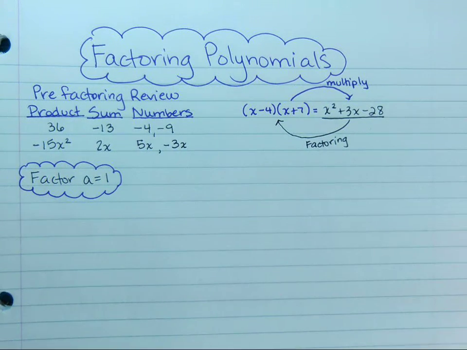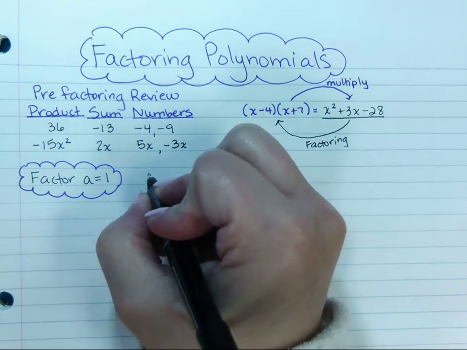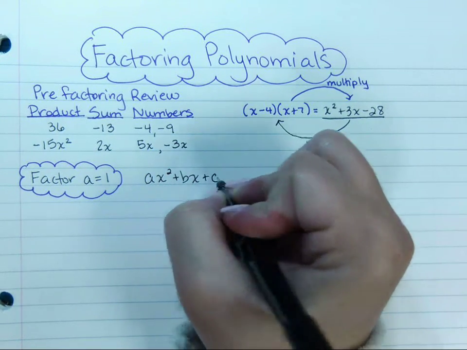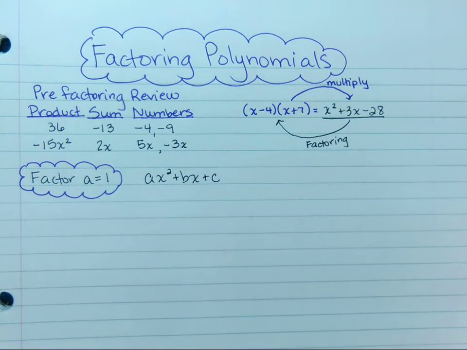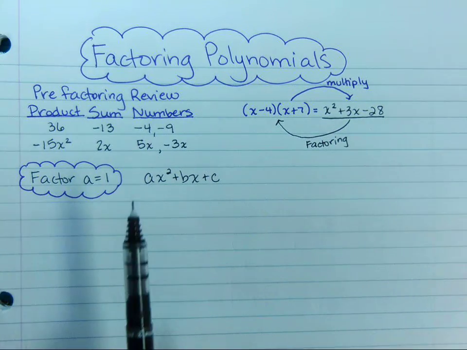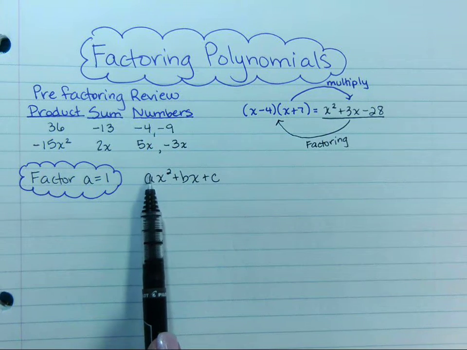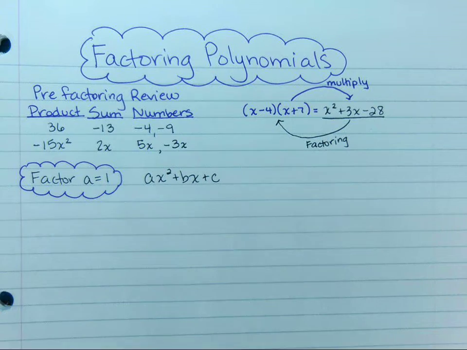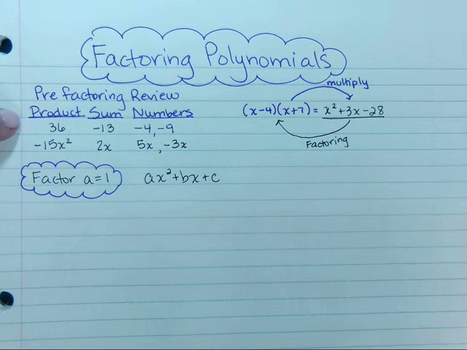It's in descending order, and so our general form of a polynomial looks like this, where you have ax squared plus bx plus c. So what we're trying to do when we're factoring with a equals 1 is we're having a coefficient of 1 in front of the x squared, and the b and the c are going to be any kind of crazy numbers I want, kind of like the pre-factoring worksheet. Right.